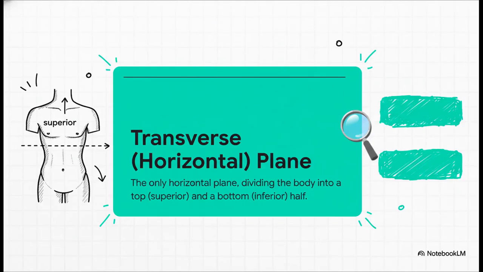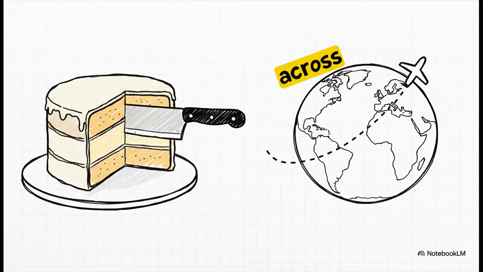And finally, we have the transverse plane. Now, this is a big one because it's our only horizontal plane. It slices the body like you're cutting it in half at the waist, dividing it into a top part, which we call superior, and a bottom part, the inferior. So for this one, I've got two great ways to picture it. First, think about slicing a birthday cake right through the middle to make two layers. That's a transverse cut. Or you can think about what the word trans means, like in transatlantic. It means across. A transatlantic flight goes across the ocean, and a transverse plane goes across the body.